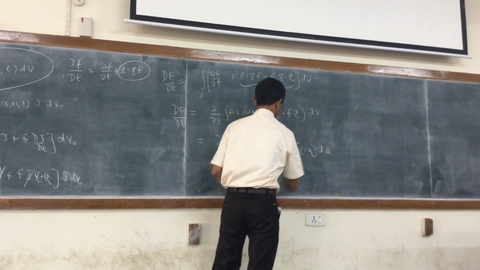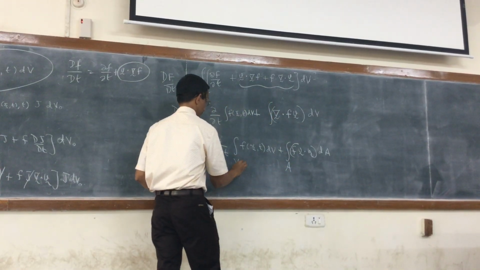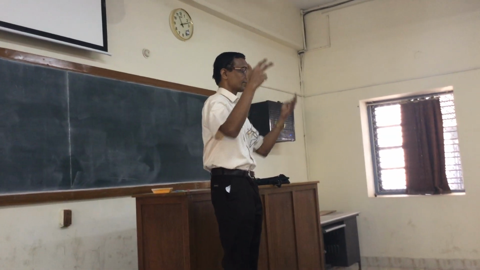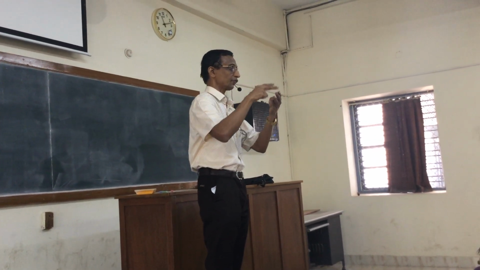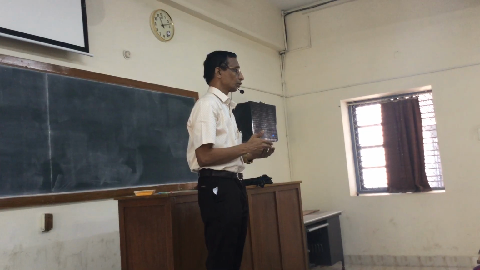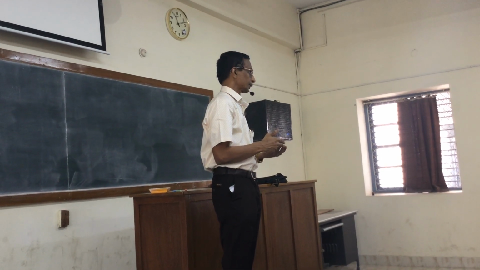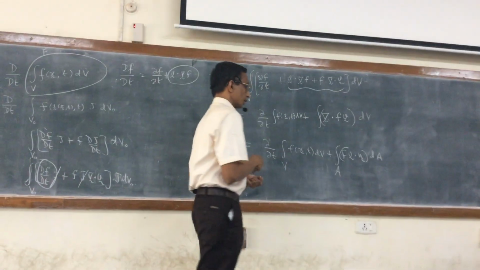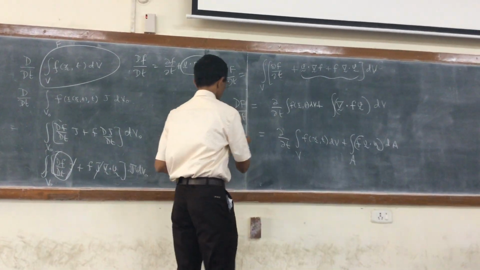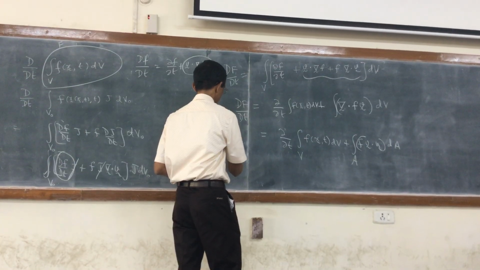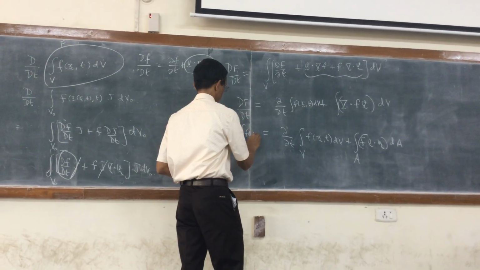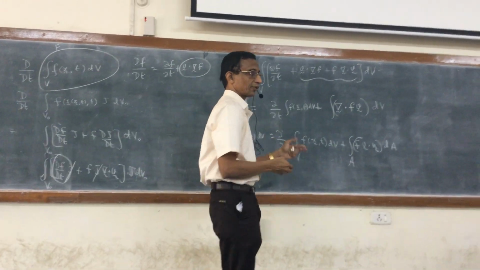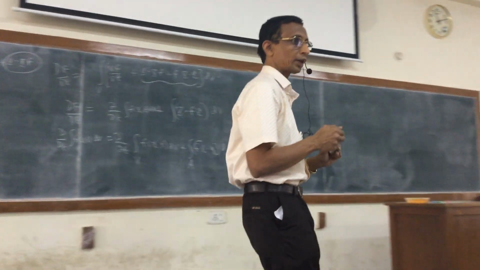This can now be written as an area integral, and the integral is over the surface that is enclosing the volume in space at time t. So this is what we have. So I can write this as d by dt integral f, the substantial derivative, the spatial derivative, plus an additional quantity.